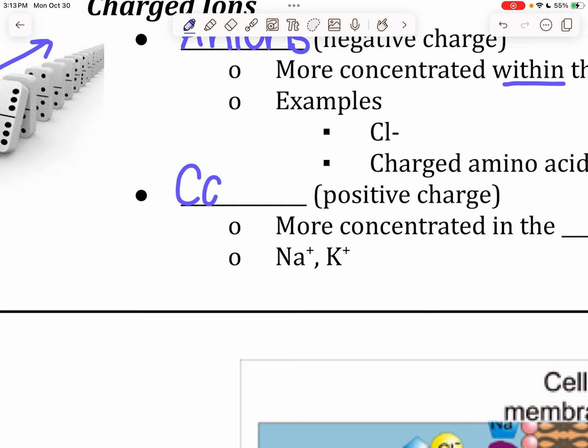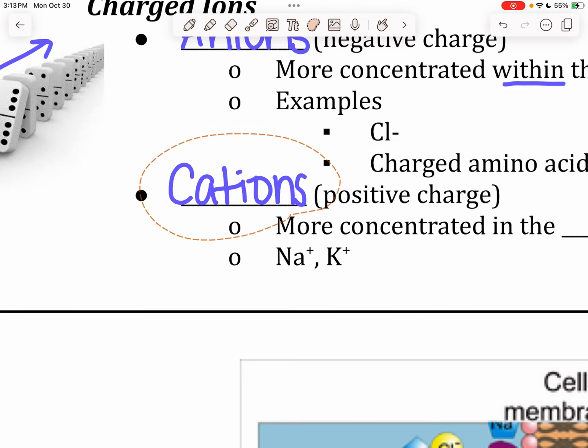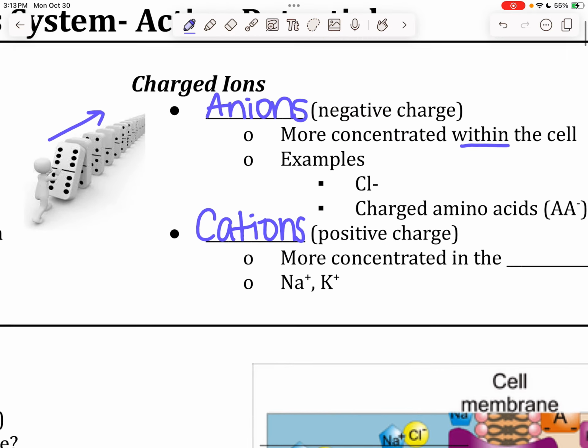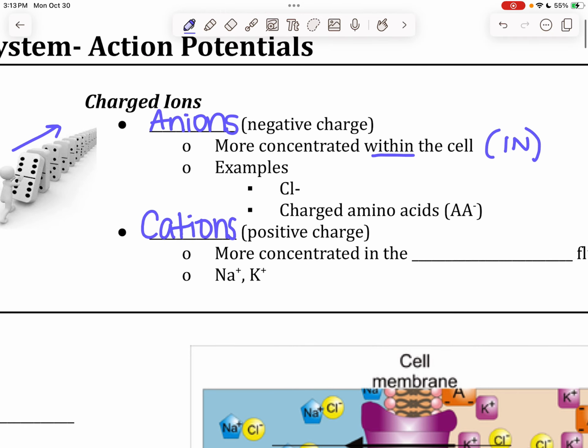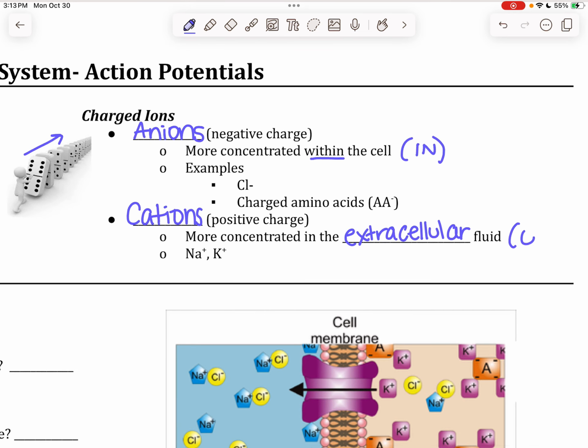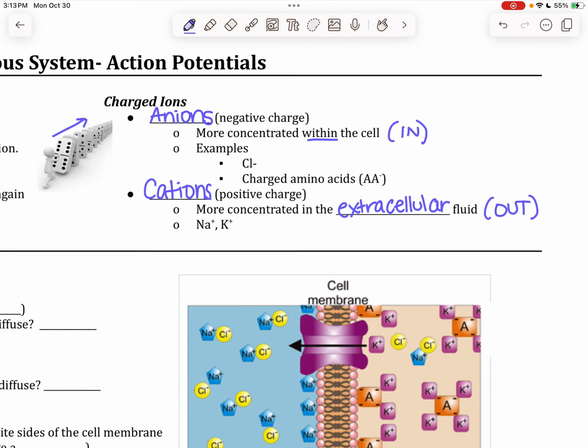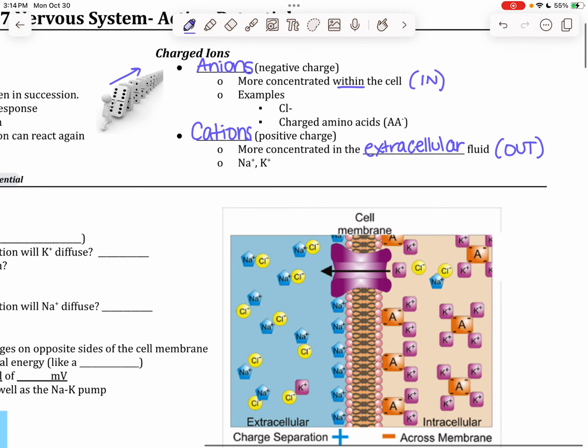On the flip side, our positively charged ions are called cations, because they're positive, like "cations." That's how you can remember it. I think that sometimes chemistry teachers teach it that way too. Cations are positively charged, so they are going to be more concentrated in the extracellular environment or fluid, which is outside the neuron.